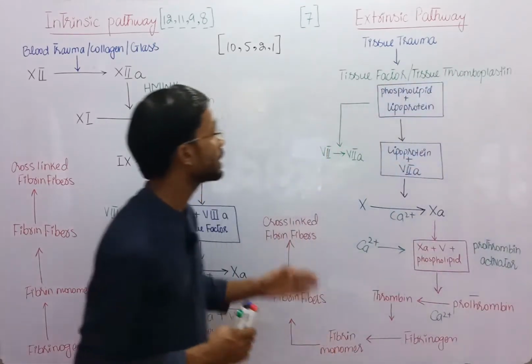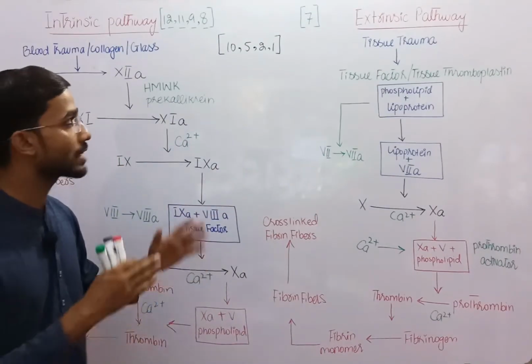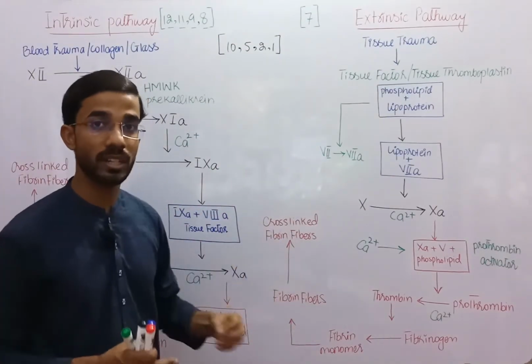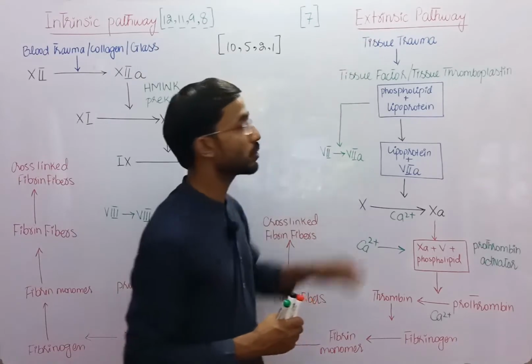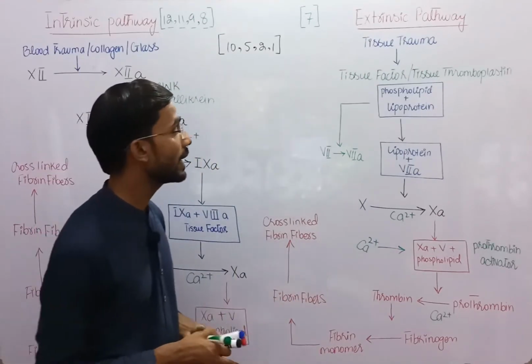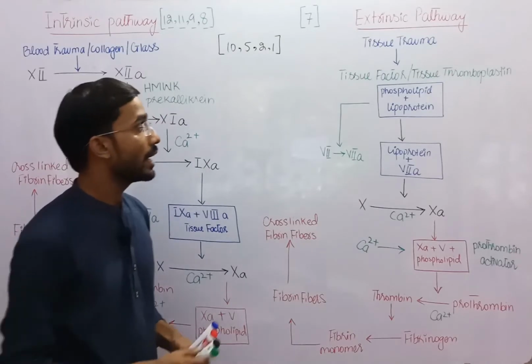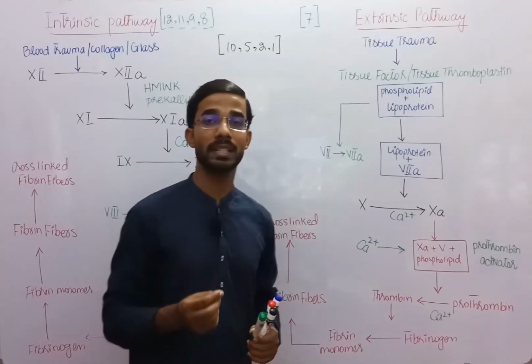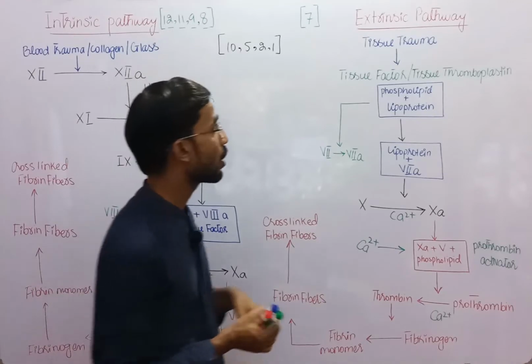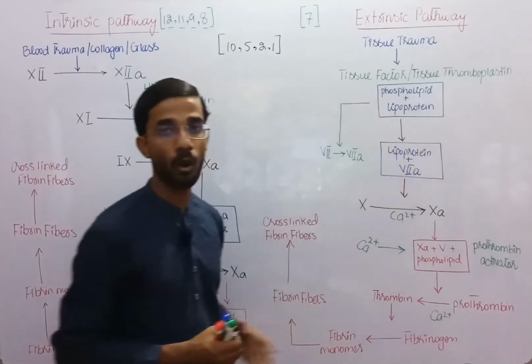Next is the extrinsic pathway. Extrinsic pathway means an external source, tissue trauma. Then it releases tissue factor or tissue thromboplastin. Tissue thromboplastin basically contains two components, phospholipids and lipoprotein.